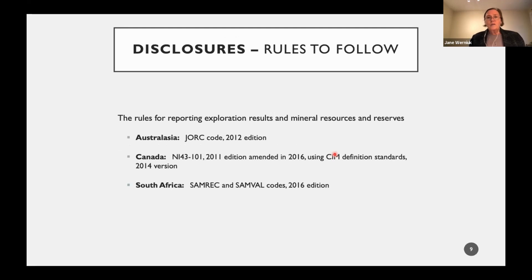The rules for disclosure vary from one jurisdiction to another. Australasia uses the JORC code, which is the Joint Ore Reserves Committee code. Canada uses National Instrument 43-101, which incorporates the CIM's definitions, standards on mineral resources and reserves. And South Africa uses the SAMREC and SAMVAL codes.